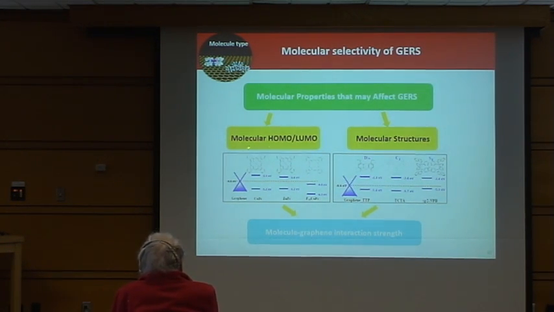So here we choose one class of molecules that have similar structure but different HOMO and LUMO levels, and another class of molecules that have similar HOMO-LUMO levels but different structures and symmetry. Both of these factors contribute to the molecule-graphene interaction strength and affect the enhancement factor of GERS.